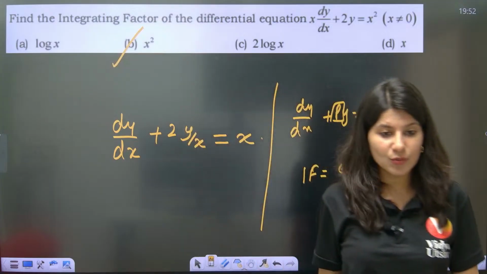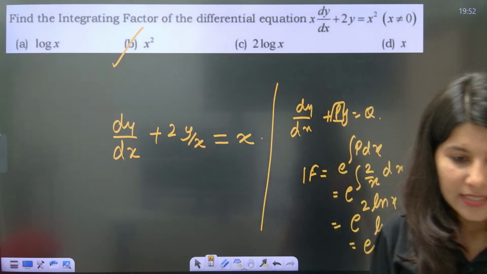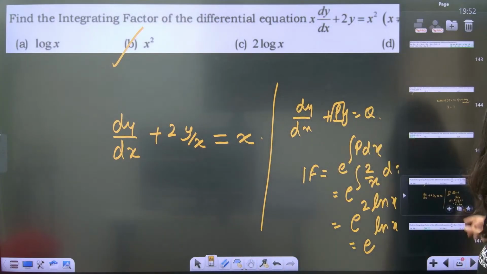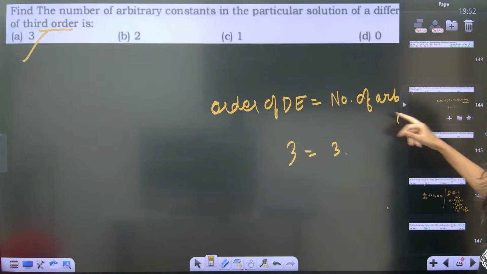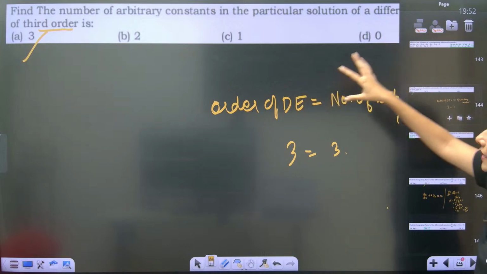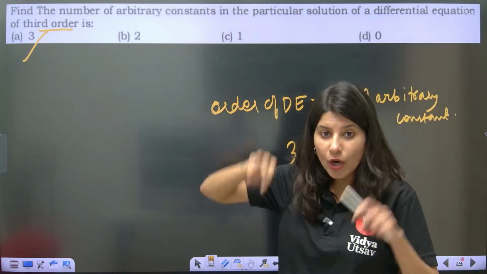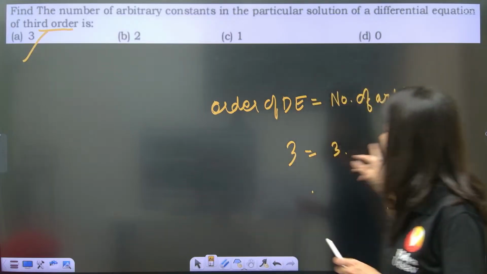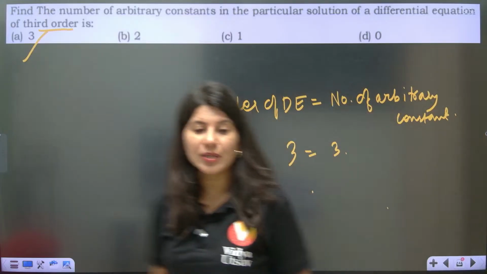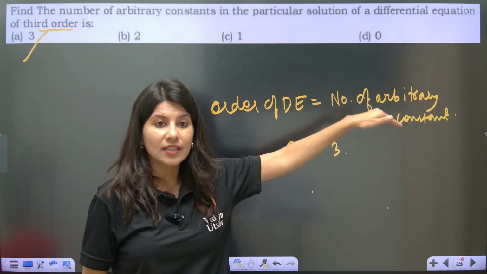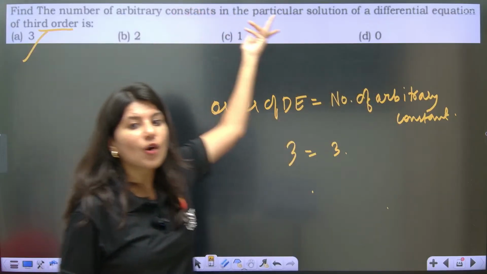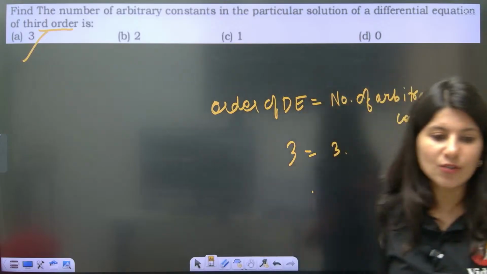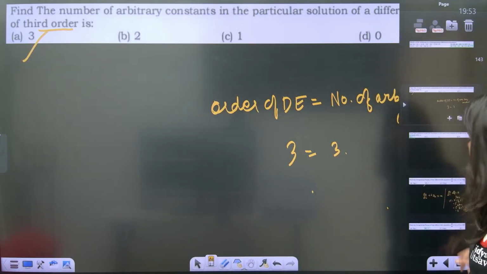How many of you know the integrating factor? 0 is the answer of the previous question, yes, I did mark that. No, not 0, 3 is the correct answer. In this question they are asking the order of this differential equation, which is 3. I have told you the formula: the order of any differential equation equals the number of constants. So the order is 3, the number of arbitrary constants is also 3. So how come the question is not this?